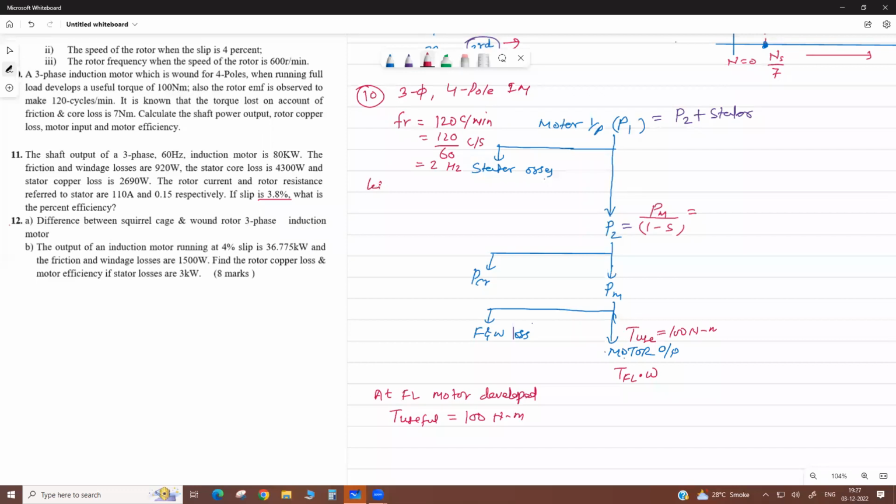Now let us assume f is the supply frequency. Okay, supply frequency. That is 50 hertz. We have assumed. Then rotor frequency by supply frequency equals slip. So if your rotor frequency is given 2 hertz, this is 50 hertz, my dear, it comes 0.04 slip. Okay. We get a slip.